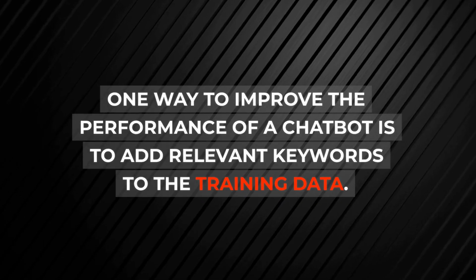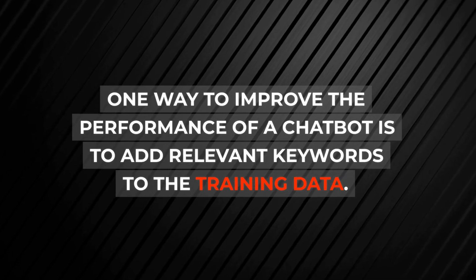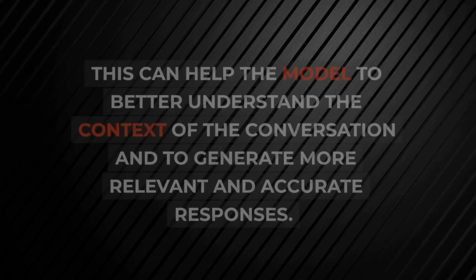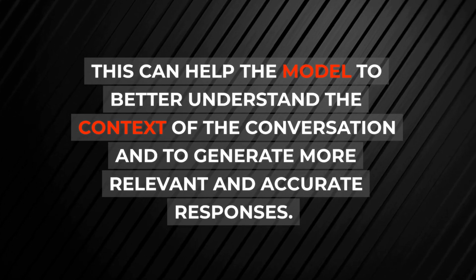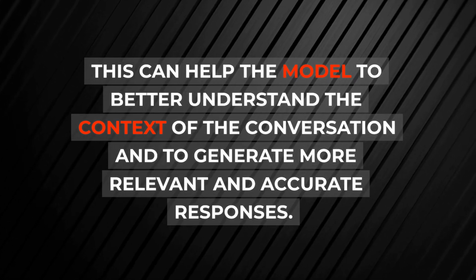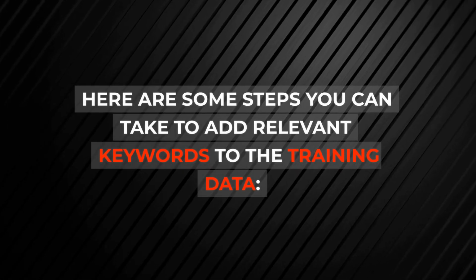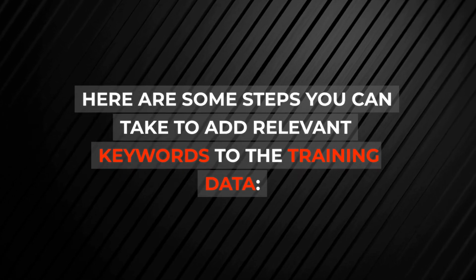One way to improve the performance of a chatbot is to add relevant keywords to the training data. This can help the model to better understand the context of the conversation and to generate more relevant and accurate responses. Here are some steps you can take to add relevant keywords to the training data.